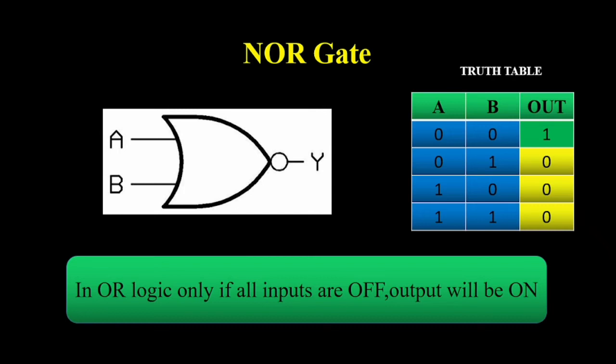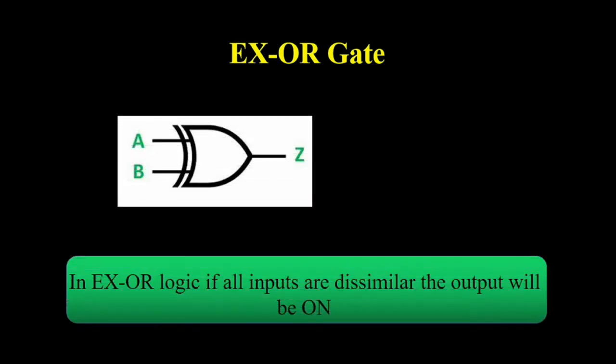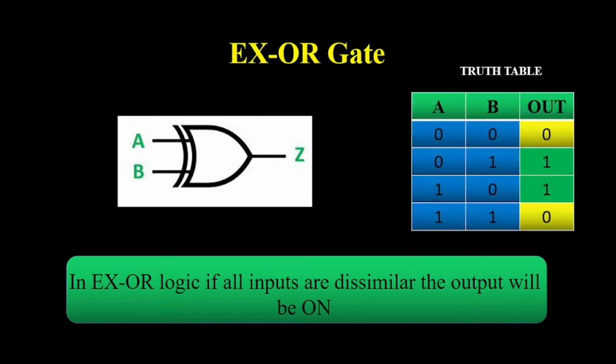Now let us see about the XOR gate. And this is the symbol of the XOR gate. In an XOR gate, if the inputs are dissimilar, the output will be on. Now let us see its truth table for an easy understanding. Consider we have A and B as input and output. If the two inputs are 0 and 0, the output will be 0.